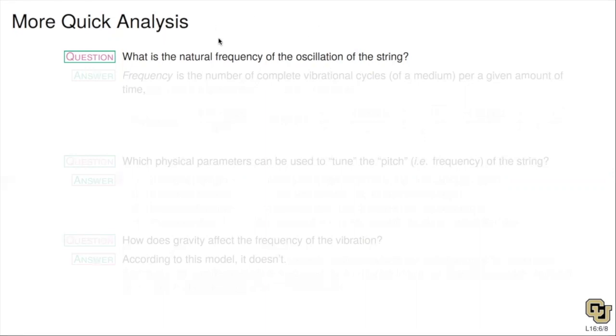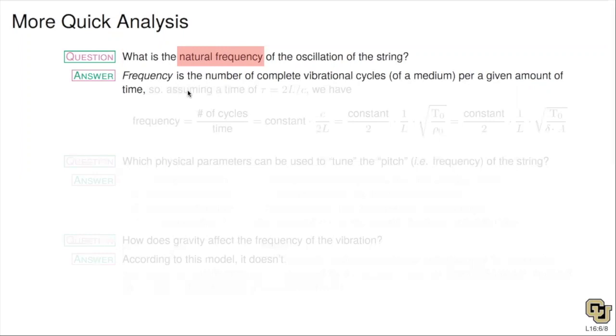So another question we ask is, what's the natural frequency of the oscillating string? Frequency is the number of cycles per given unit of time. I'll let you think about what frequency means. So here, assuming the time is what we calculated, distance over rate, where the distance is 2 and back, so 2L over C. Assuming that's the time, let's try and calculate the frequency and see what we get. So it's the number of cycles over time. I'm just going to assume the number of cycles is just some constant.